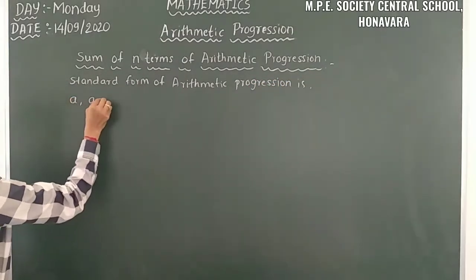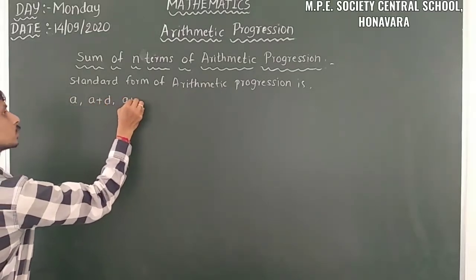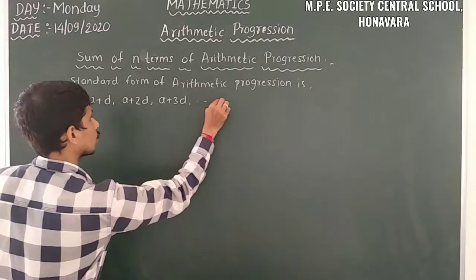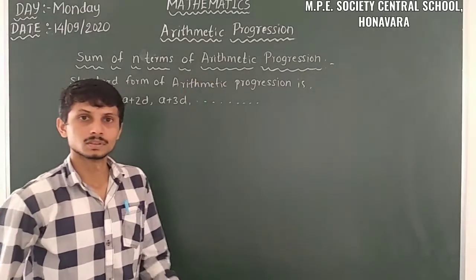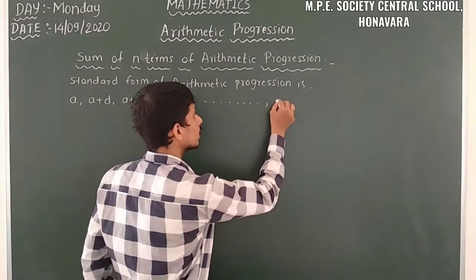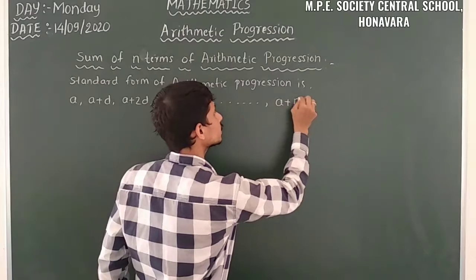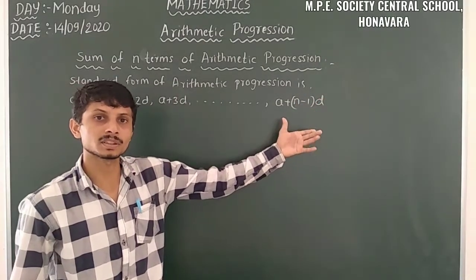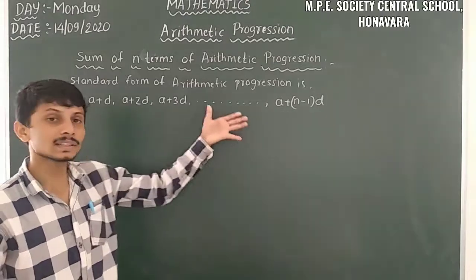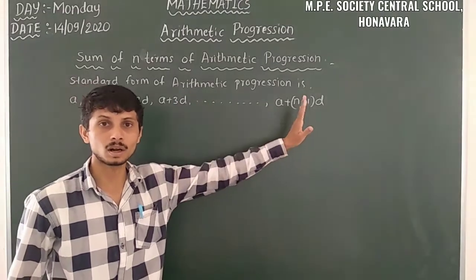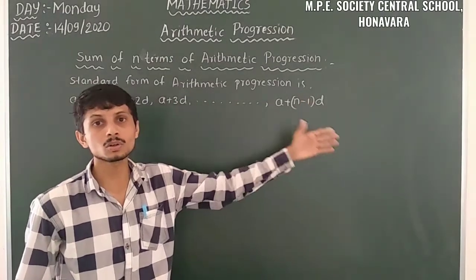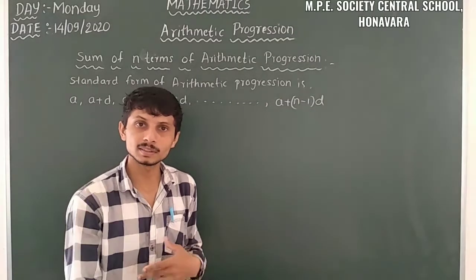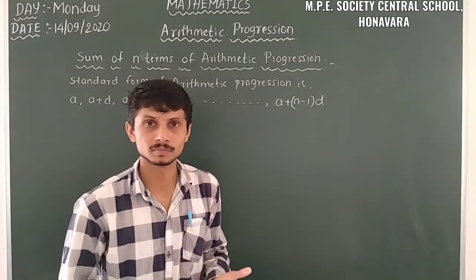a, a plus d, a plus 2d and a plus 3d and so on, up to a plus n minus 1 into d. It is the nth term of an arithmetic progression. So this is the complete standard form of arithmetic progression up to the last term. We don't know whether the nth term is infinity or the 100th term or like that.